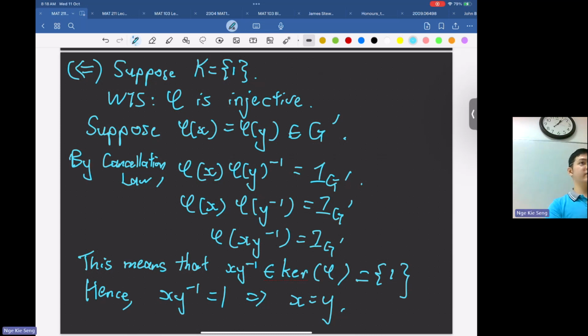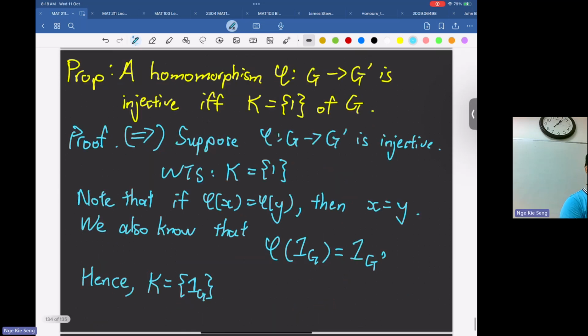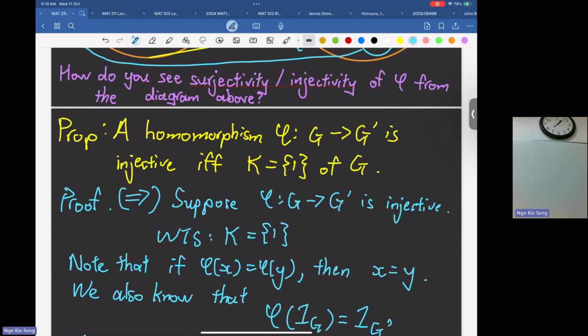Is everyone okay with the proof? How about the back? Okay. So this proposition is very important. If you want to check that a group homomorphism is injective, you just need to check that the kernel only contains the identity. That's all. If you know that the kernel contains only the identity, then your homomorphism is injective.